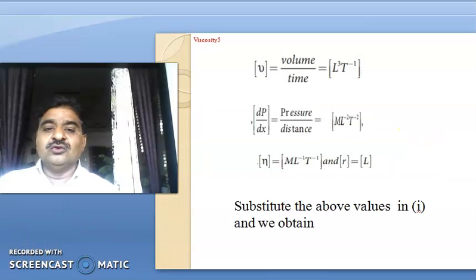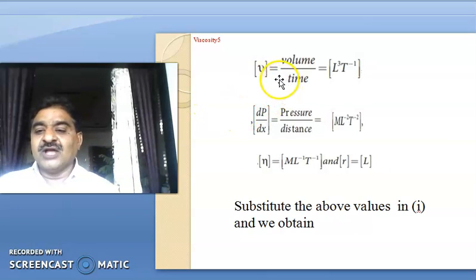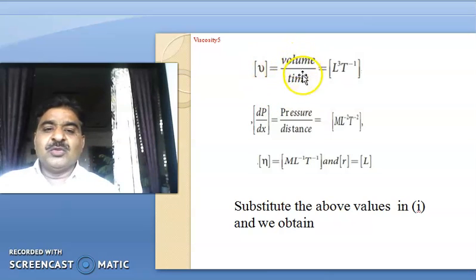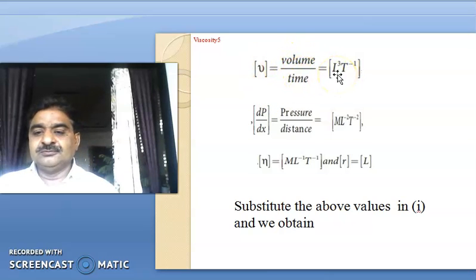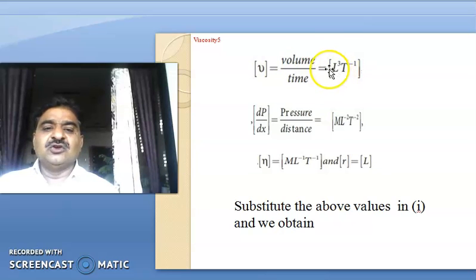Now what to do? We have to find out the dimensions of these terms. Volume upon time has dimensions L3 T minus 1, that is M0 L3 T minus 1. It is written like that. Then pressure gradient is given by M1 L minus 2 T minus 2.